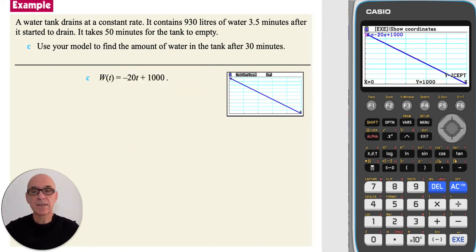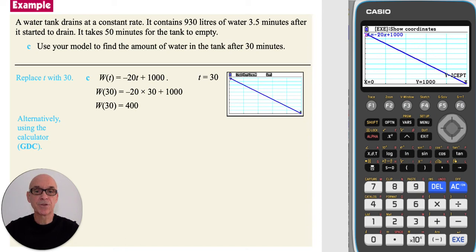In part C, we're asked to find the amount of water in the tank after 30 minutes. So in our model, we need to replace t with 30. This gives W equals 400.